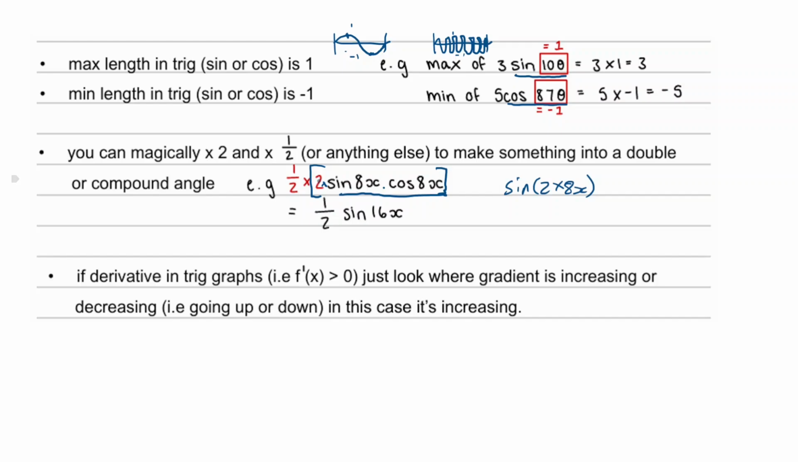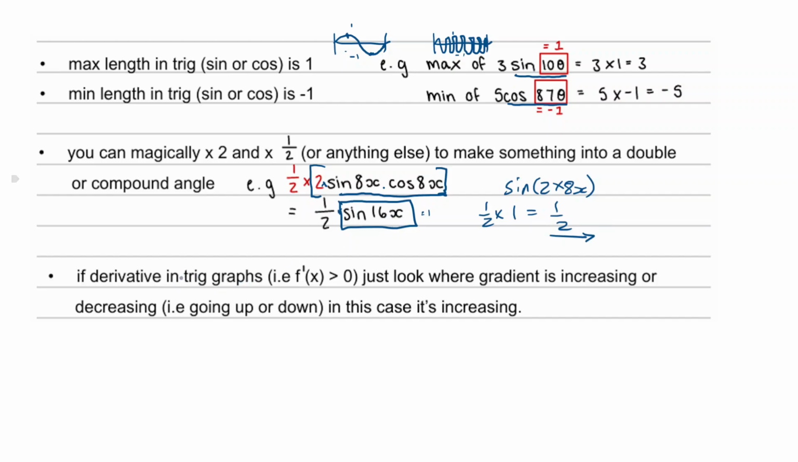But you can't magically times by 2 unless you counter it. And so I countered that by timesing by half, which basically makes them cancel out. So I'm still back to my original question, and the half is still there in the answer. So if I said to you, what is the max value of sine 8x cos 8x, then you would just put a box around here and say, what's the max that sine graph ever goes? It's just 1, and so it's just a half times 1. So what's the maximum this graph will ever go to? It's just a half. It just means it's going up and down 16 times.